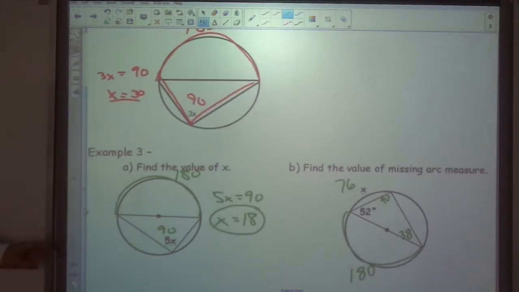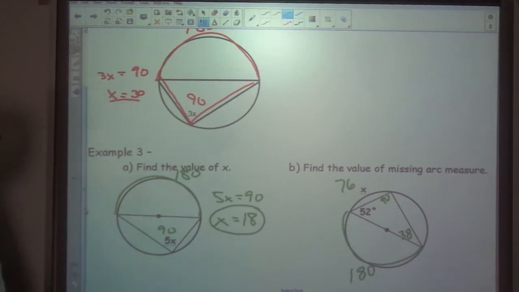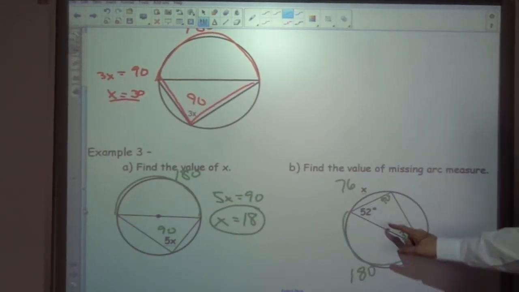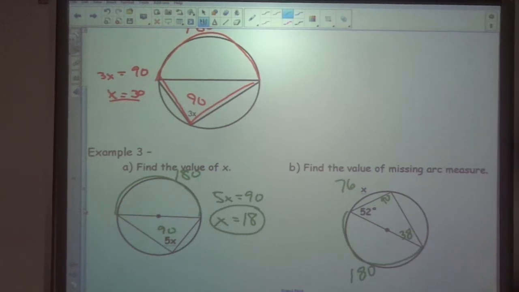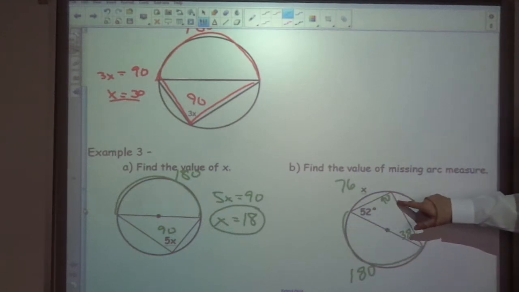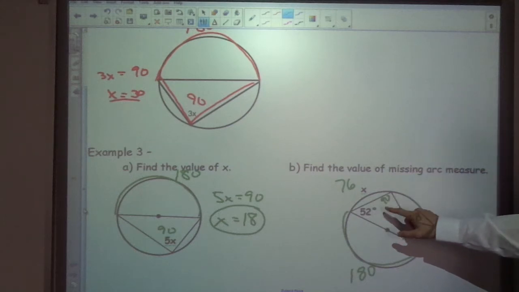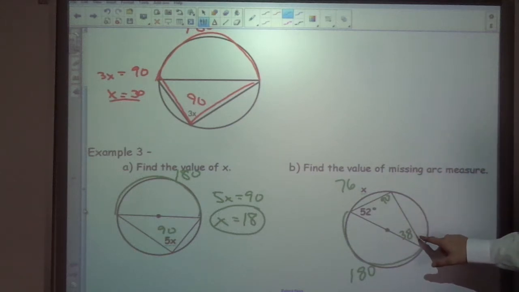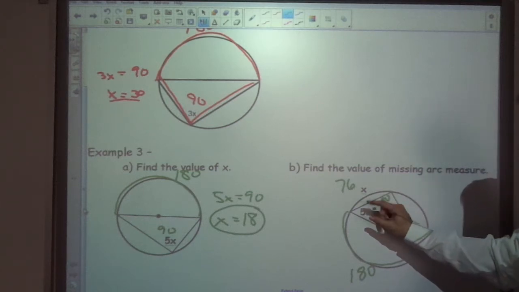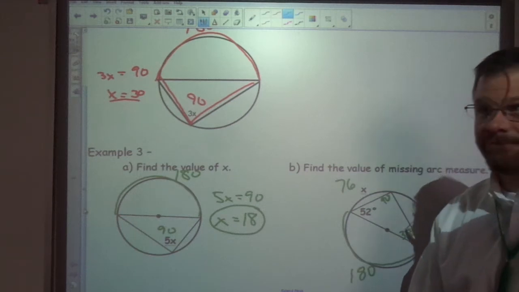What if we have something like this? We've got 5x, so then 5x would be 90, x is 18. We know that has to be half of the 180. For something like this, they give us x over here, they tell us this one's 52. So now here's a semicircle, 180, so from that we can figure out that this has to be 90 because that has to be half as much. And then using the two angles in the triangle, subtracting, this one has to be 38. Now we've got an inscribed angle from 38, so this one has to be double the 38, which is 76.